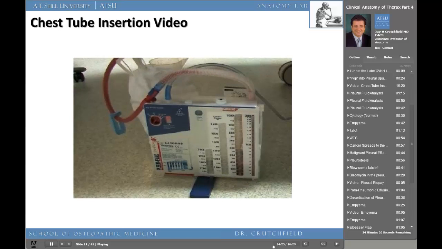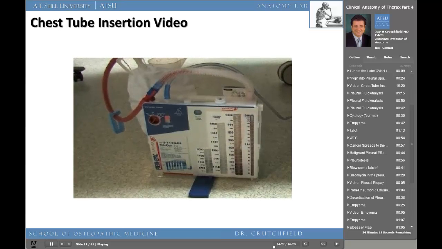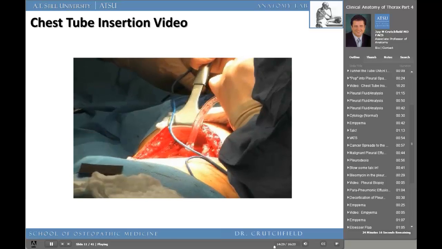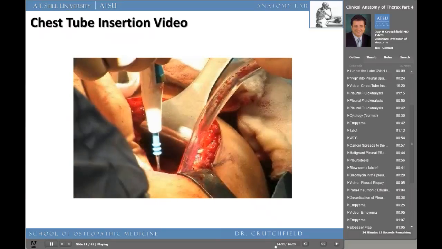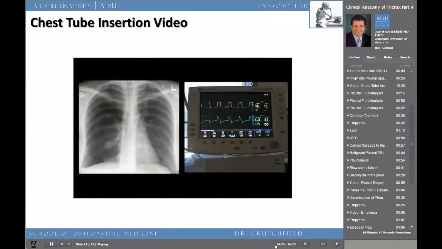We then also send it for a cell count. We send it for cultures to check for microorganisms. If we're suspicious for malignancy, they'll spin it down and see if there's any malignant cells. And then, of course, we'll ask for glucose and pH.